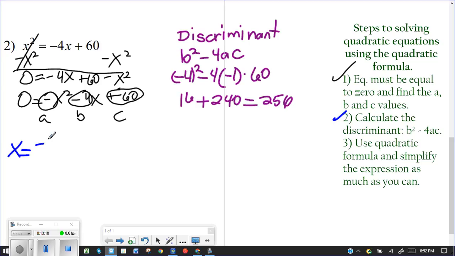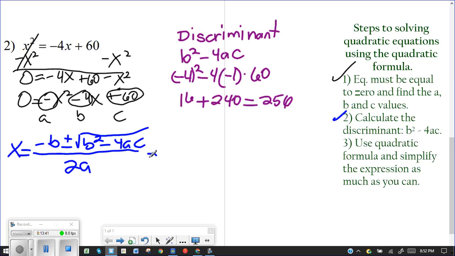X is equal to negative b plus or minus square root of discriminant, which is b squared minus 4ac, and all of that is divided by 2a. So I'm going to put the equal sign right here. Now minus, because there's a minus in the formula, I put the minus.